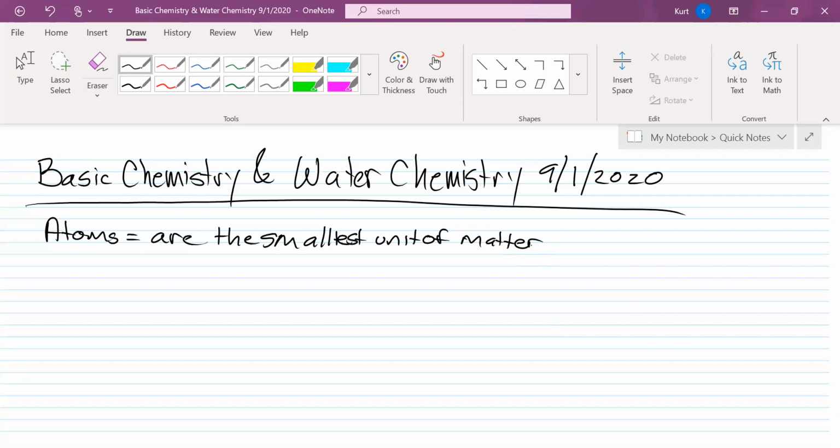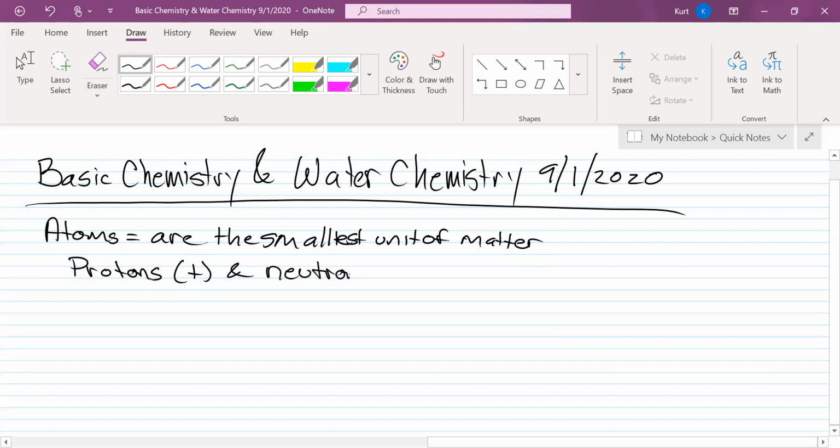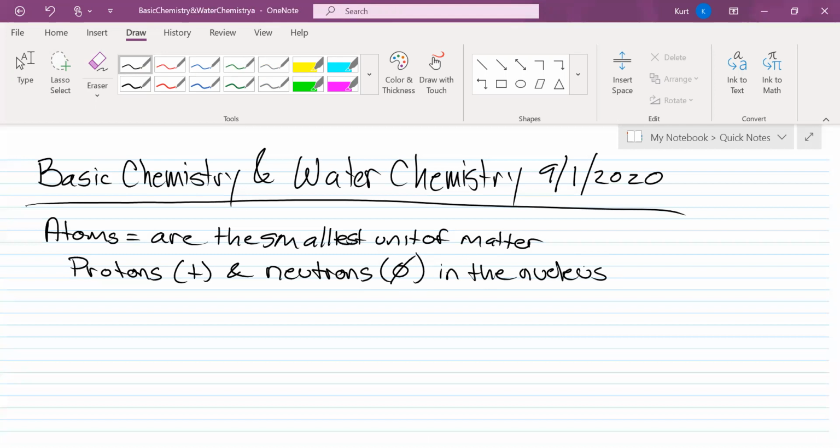So in an atom, you have 3 subatomic particles. You have protons, which have a positive charge, and neutrons, which have no charge at all. So we indicate them with a 0 for none. And they reside in the nucleus. The nucleus makes up like 1% of the atom's space, but it takes up 99% of its density.